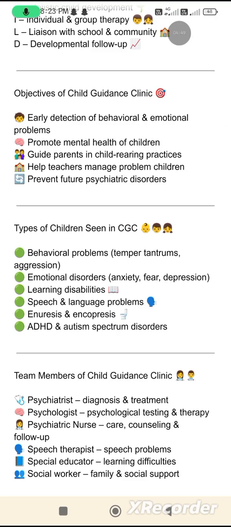Objectives of Child Guidance Clinic: early detection, promote mental health of children, guide parents, help teachers to manage children problems, prevent future psychiatric disorders.